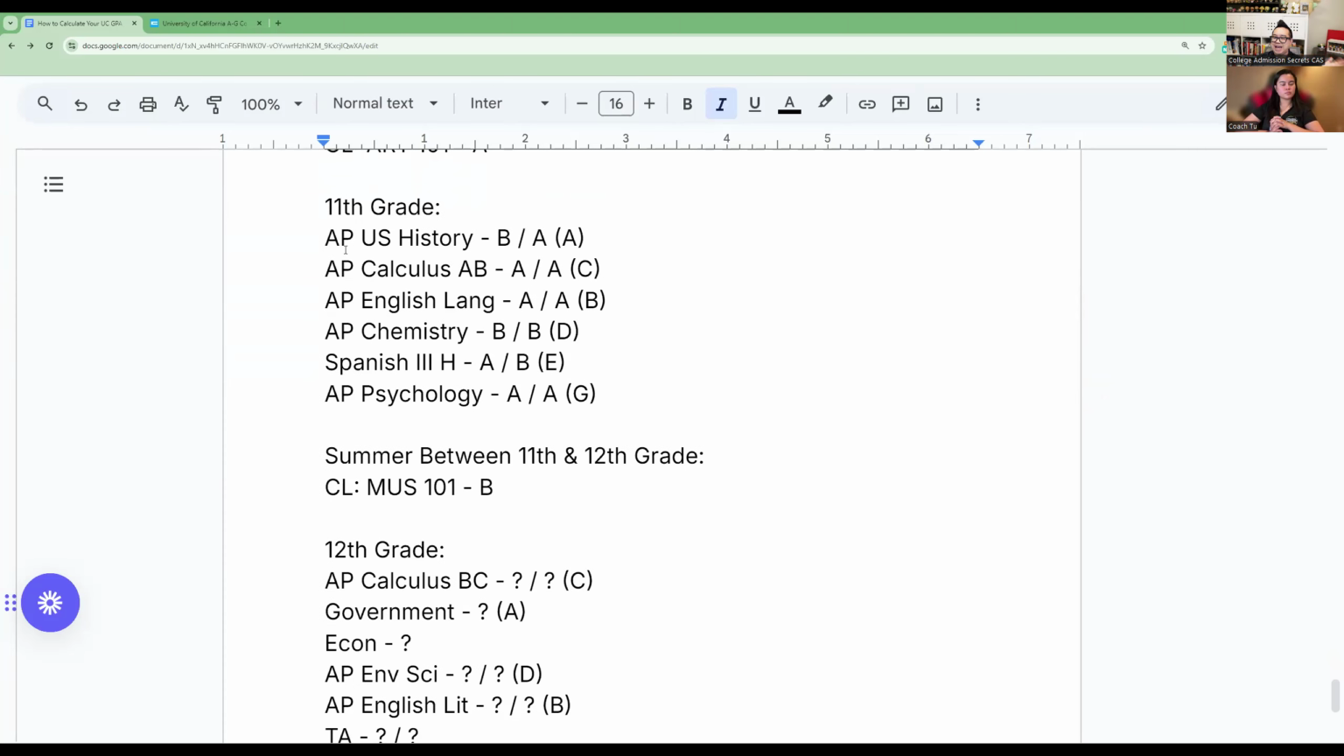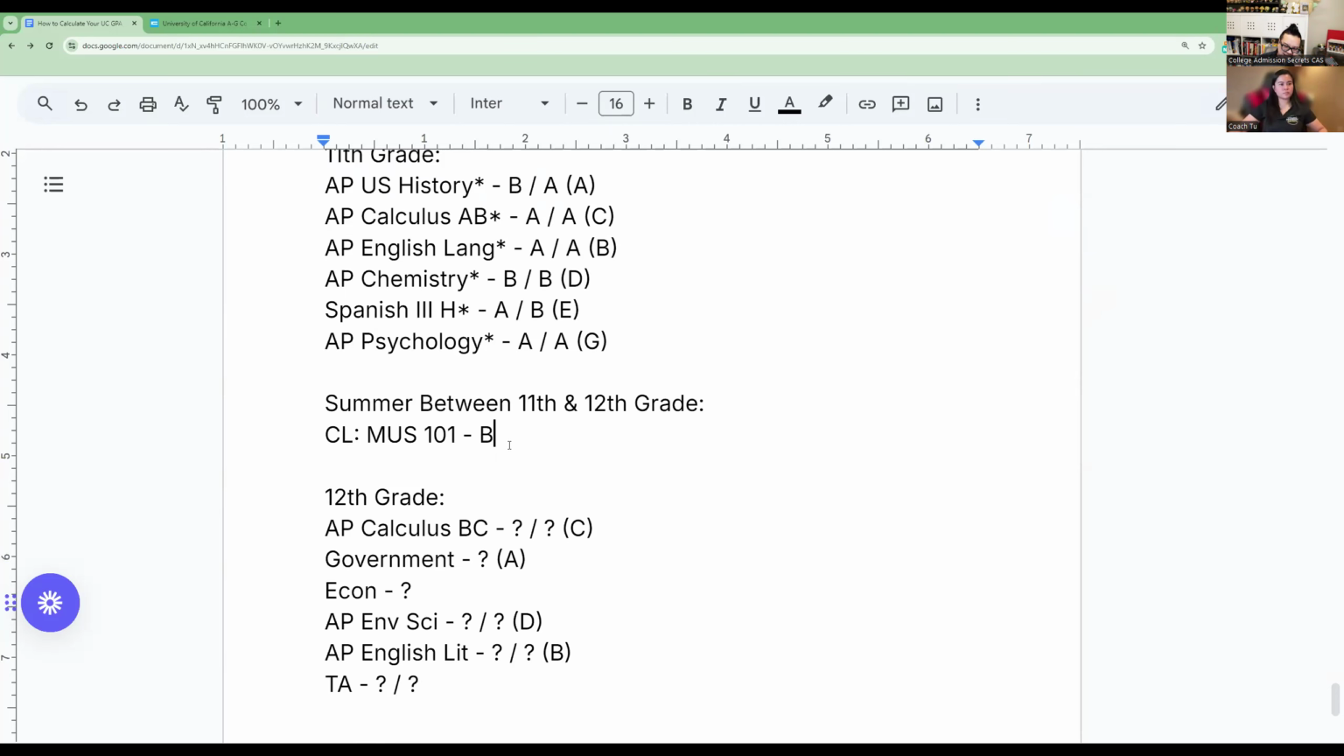11th grade, they took AP US History, AP Calc, AP Lang, AP Chem, Spanish honors, AP Psych, all 6 classes are approved honors. 1, 2, 3, 4, 5, 6. All 6 are approved honors classes. This student shot up in rigor. Again, you see a mix of A's and B's here. All of them this year actually fell under an A through G requirement.